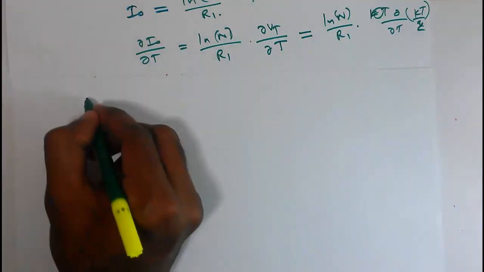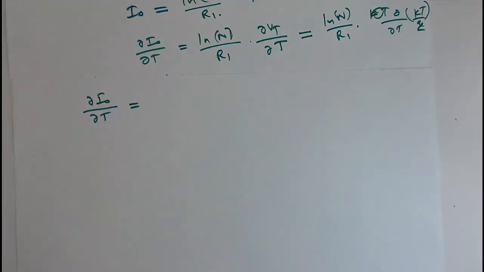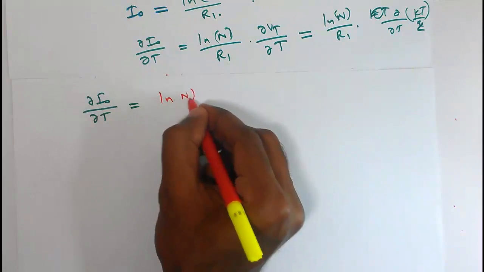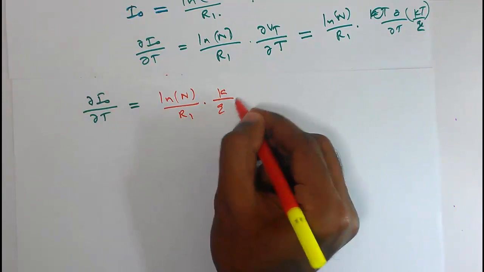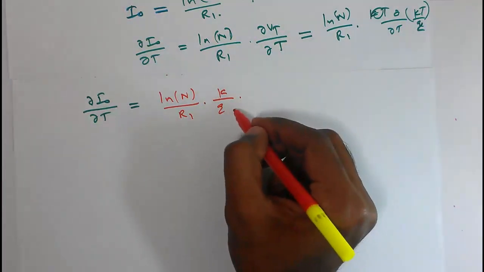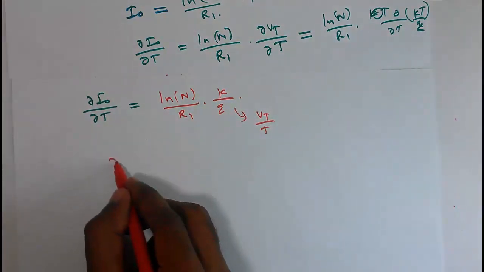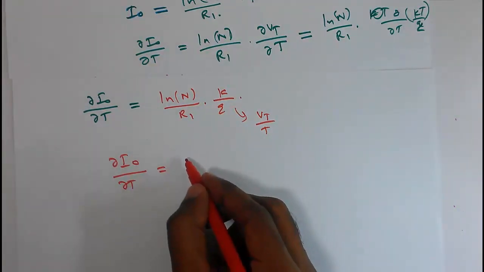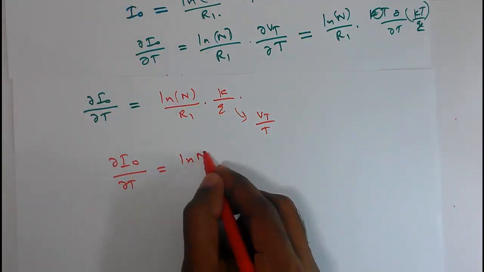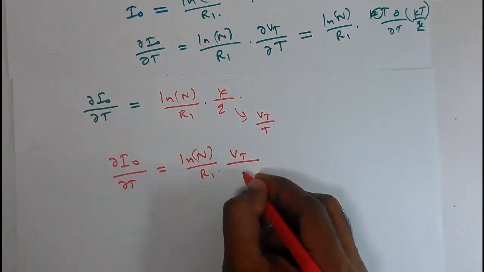And now we can write ∂I0/∂t equals ln n divided by R1 into K/Q. This K/Q, again we can write as Vt/T. So now we can write ∂I0/∂T equals ln n divided by R1 into Vt/T.